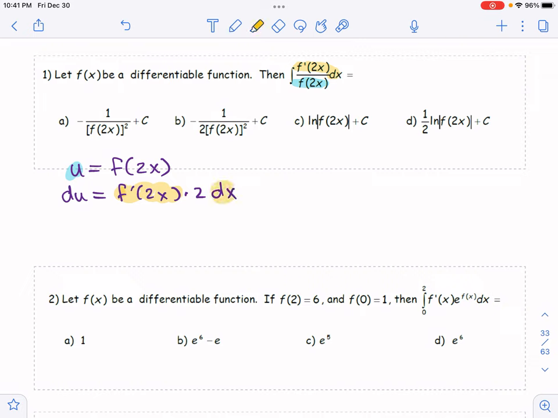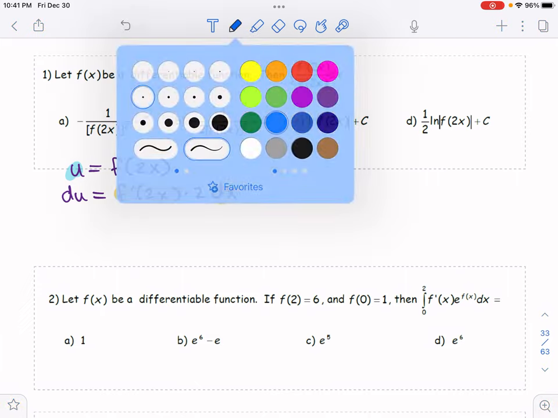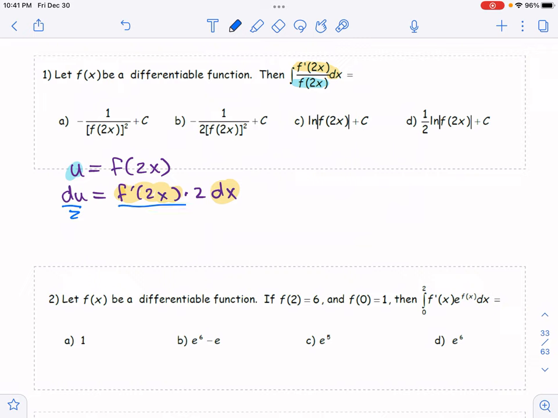So now this denominator can be replaced with a u, and the numerator, f prime of 2x dx, almost is exactly what I want. If I just divide both sides of this by a 2, now that 2's gone. So du over 2 will go there. So now I can translate my integral: f prime of 2x dx is now 1/2 du, and then my denominator is just u.